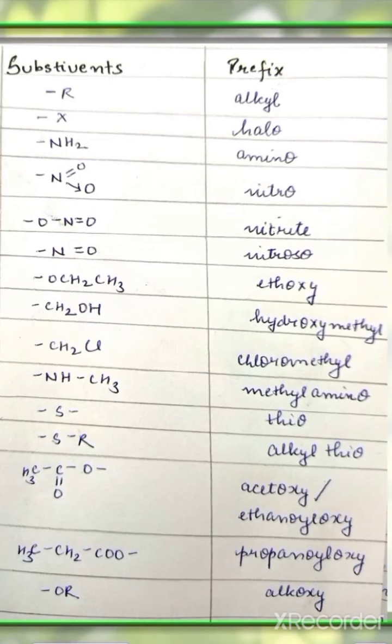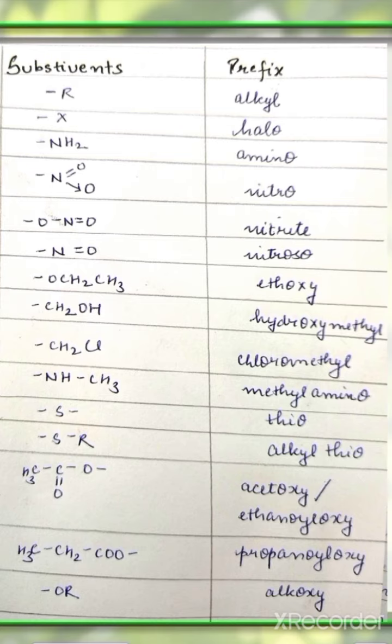Hello friends, last time we talked about different types of functional groups and their suffixes and prefixes. Today we will look at some examples, but before that let us look at the substituents and their prefixes used. I have given you the table, you can look into it.